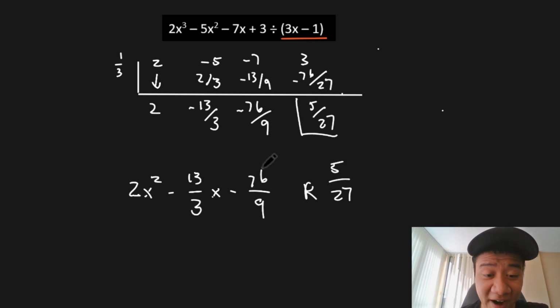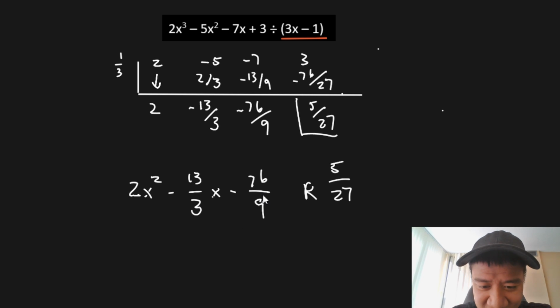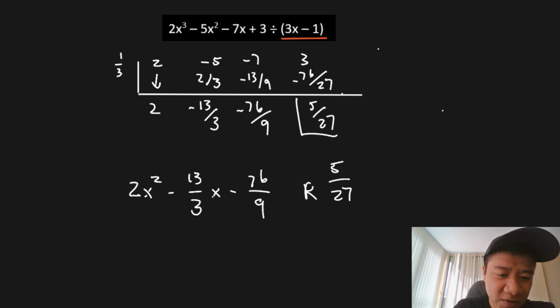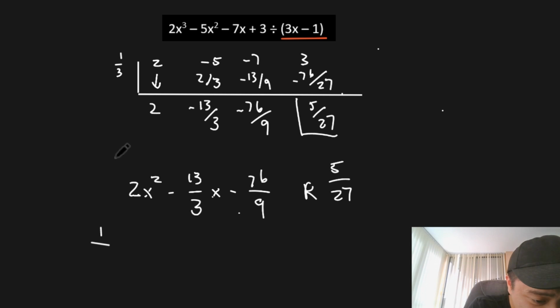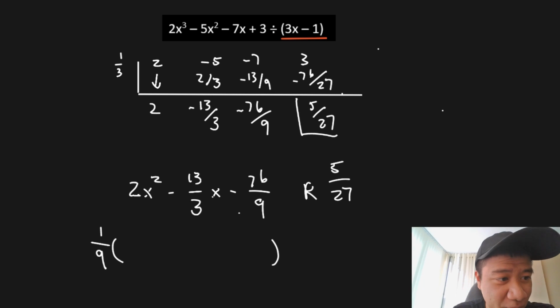So if you don't like the fractions over here, what you can do is factor out the lowest common denominator. In this case, it's 9. Because we're dividing by 9 for this fraction, we're going to factor out 1 over 9 from this entire quotient. That way it's going to leave us with some whole numbers, and it's going to look a little bit nicer. So for factoring out 1 over 9, we just need to divide each one of these terms by 1 over 9.